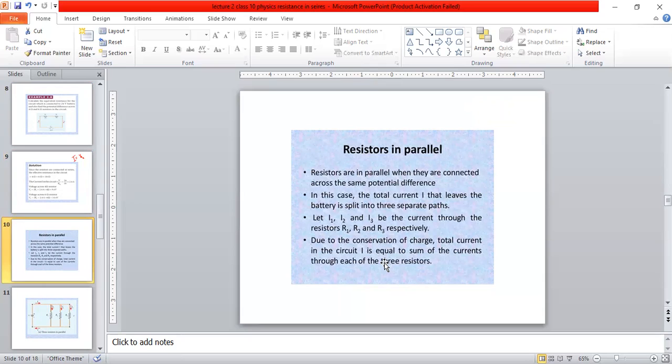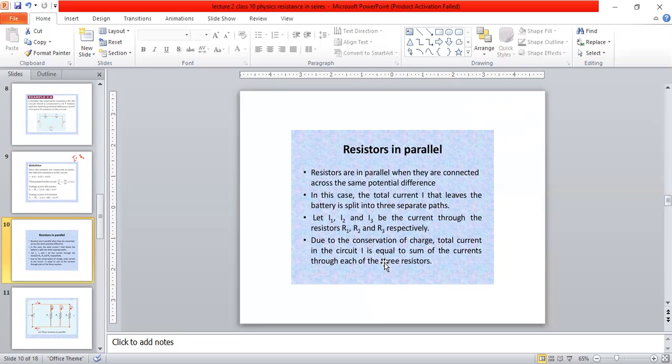Resistors in parallel. Resistors are in parallel when they are connected across the same potential difference. In this case, the total current that leaves the battery is separated into three separate parts. When you connect resistances in a parallel combination, you must know that the current has more than one path to flow. When current has more than one path to flow, it will always select the lower potential path, the path which has less resistance, so it will move on that path.